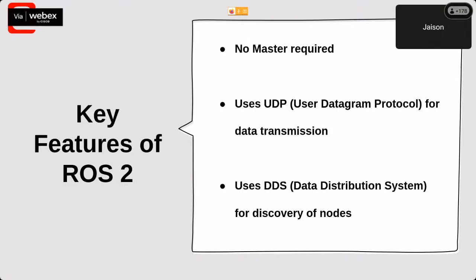So that's how DDS comes into the picture, and this is very robust and tested in all types of organizations. Instead of a master, this DDS discovers the nodes wherever they are kept and uses UDP for transmission. So ROS1 uses TCP and ROS2 uses UDP. And this is where DDS plays a major role in avoiding the master.